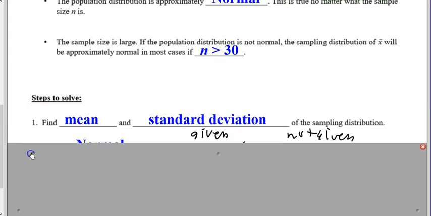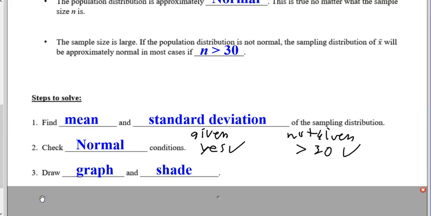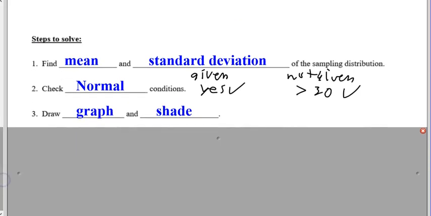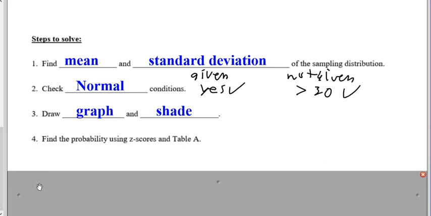And just like we've been doing, we're going to graph and shade, which is nothing new. Same thing we do over and over again. And as you already have on there, we're going to find the probability using z-score and table A and figure out what the probability is.